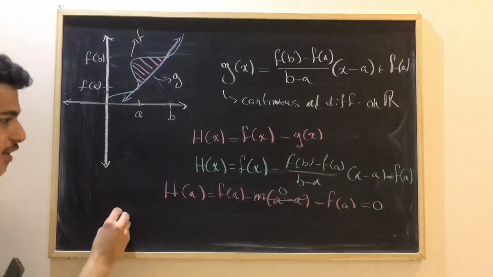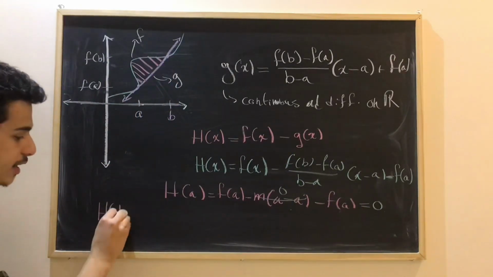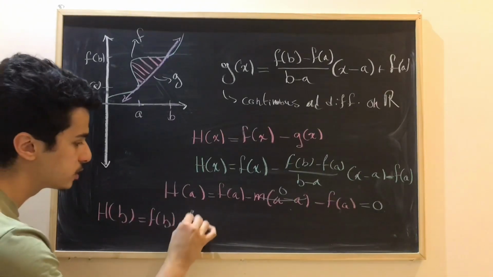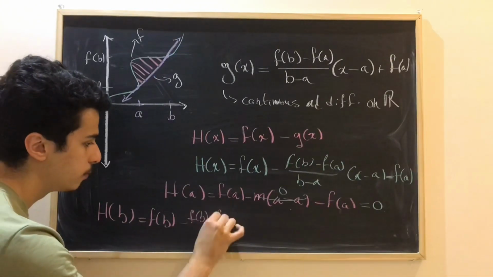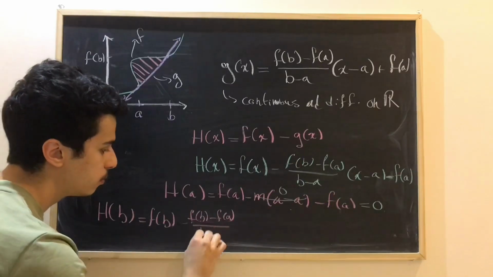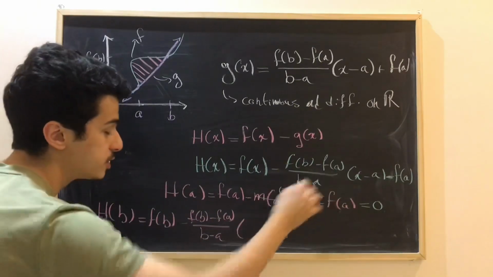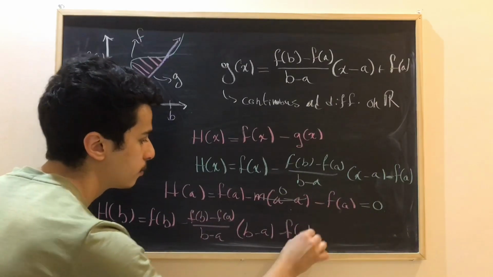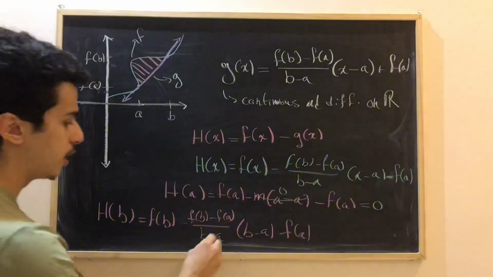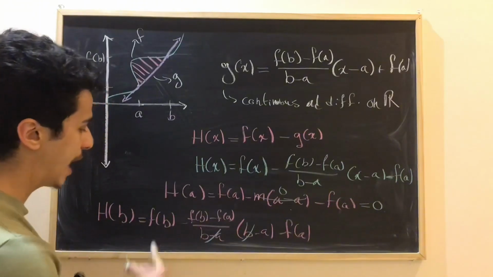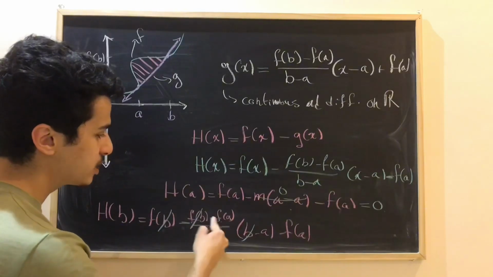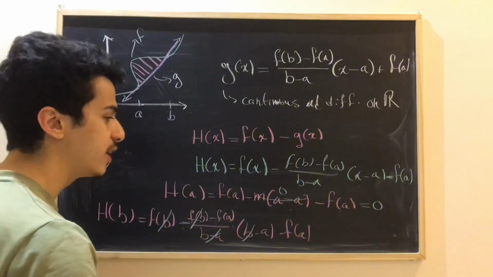And let's do h of b. h of b is f of b minus our slope times b minus a, minus f of a. Here the denominators cancel. We'll have f of b minus f of b, and we'll have minus f of a minus f of a... wait, f of a minus f of a. That'll be a 0.